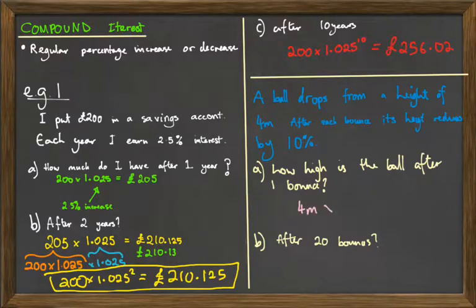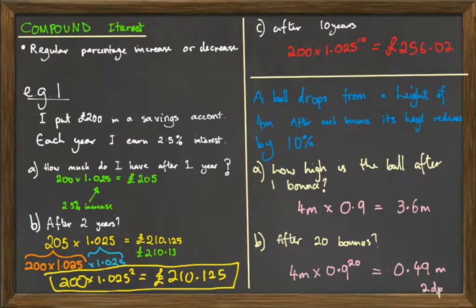So, we could do 4 meters times 0.9. Since we're reducing it by 10%, the multiplier is 0.9. This gives 3.6 meters. Okay? Good, so after 1 bounce it's that high. How high is it after 20? Well, we could keep timesing this by 0.9, but it's not very efficient. So we just times it by 0.9 to the power of 20, and this gives us 0.49 meters to 2 decimal places.